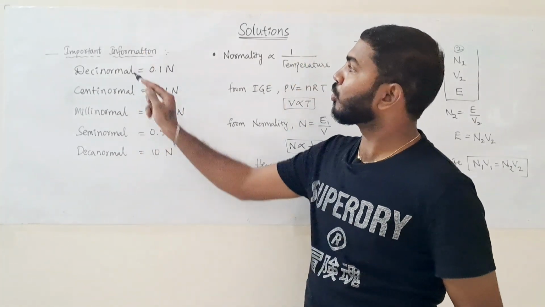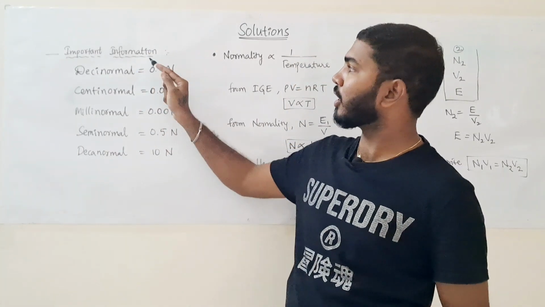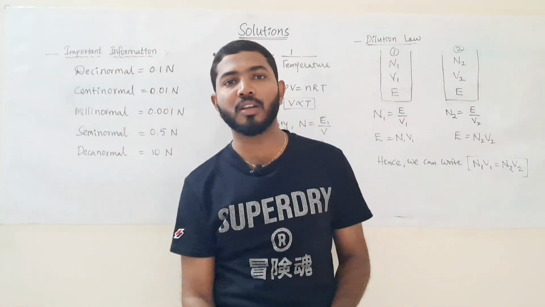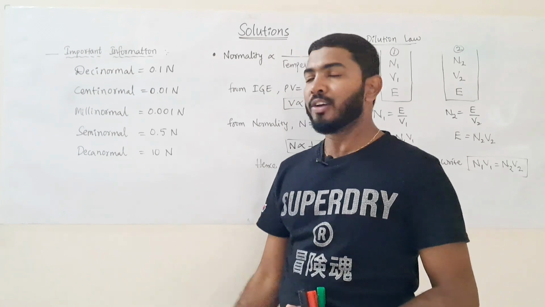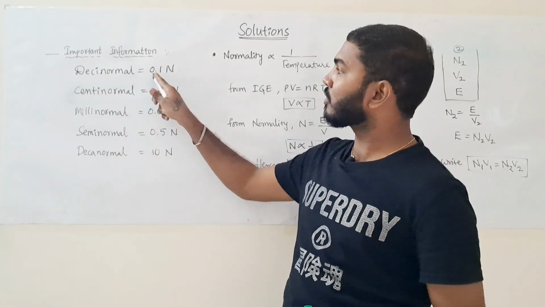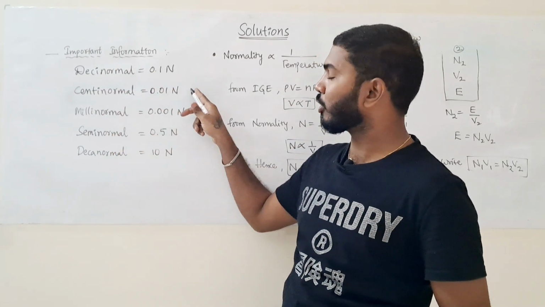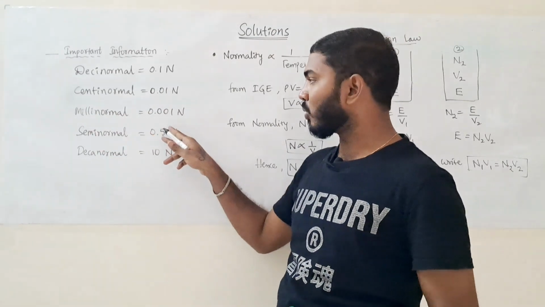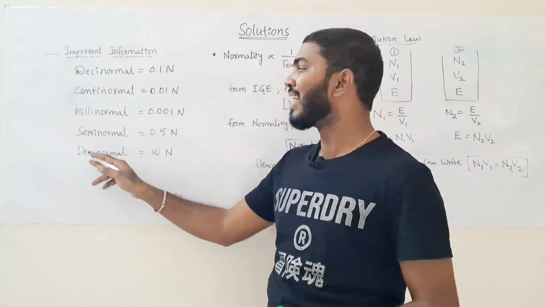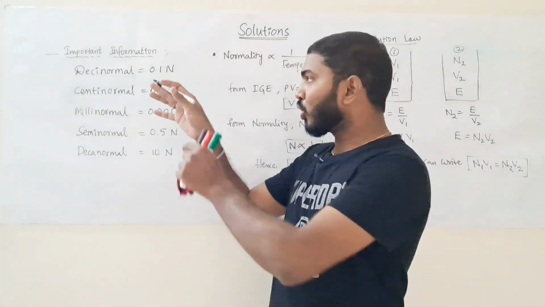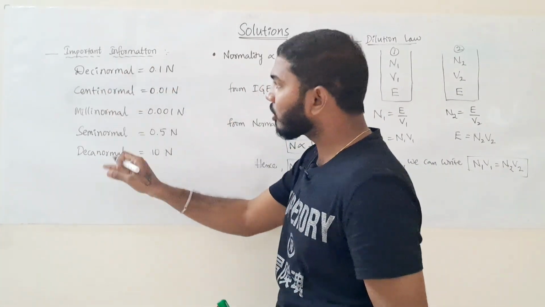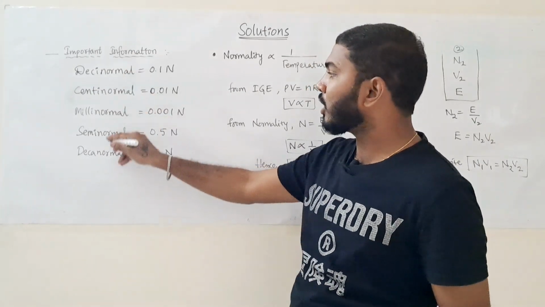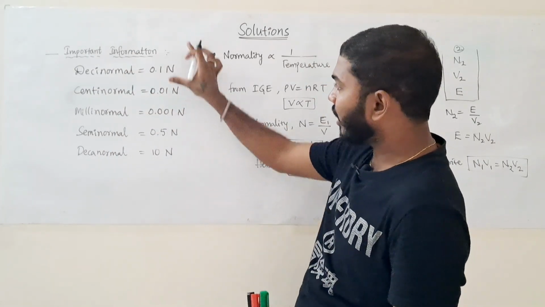Okay, next let us move to some important information regarding normality. This particular information I have given in the case of molarity as well. If you can see here, deci normal is 0.1 normal, centi is 0.01, that is 10 power minus 2, milli is 10 power minus 3, semi is 1 by 2, that is 0.5 normal, deca is 10 normal. So in case you see any of these terms in the questions while solving IIT or NEET questions, then you can take these values.